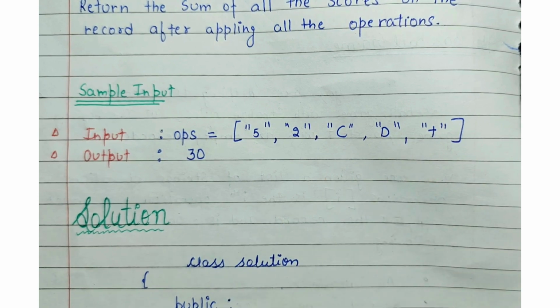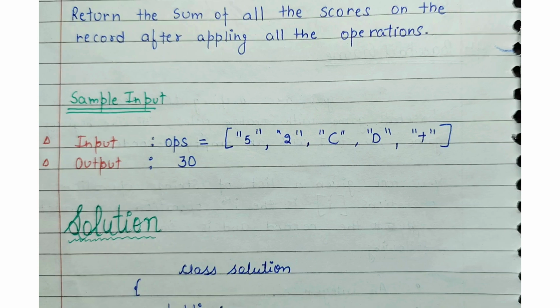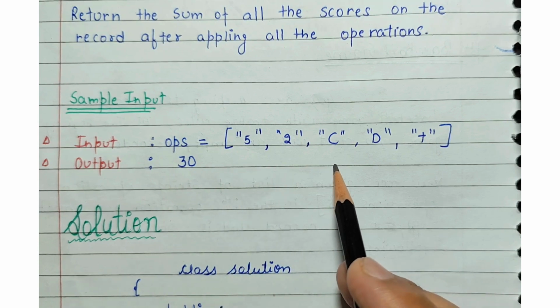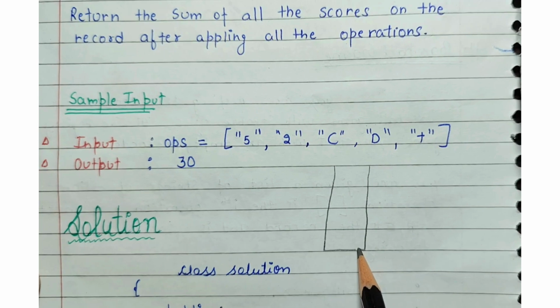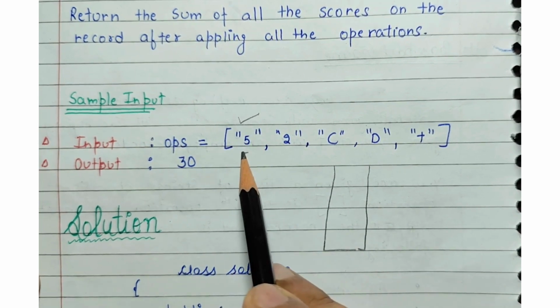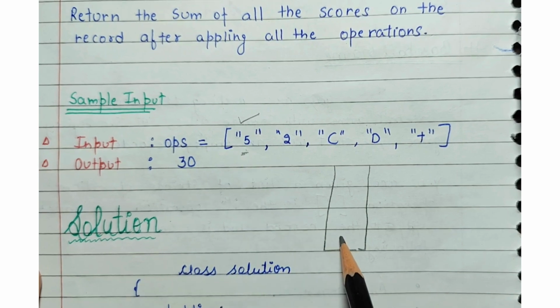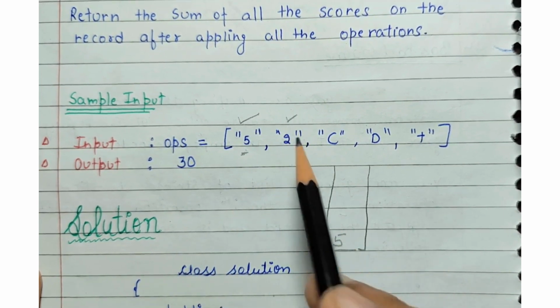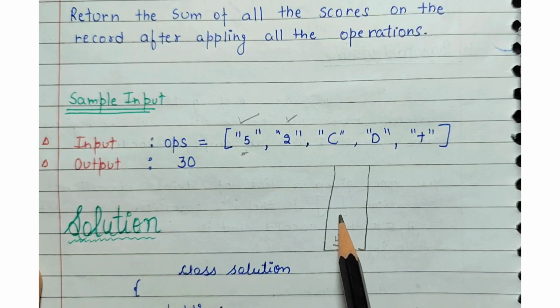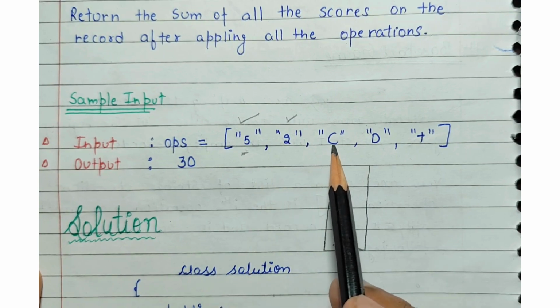Now, I hope all of you have the intuition that we can solve this problem with the help of a stack. So I just create a stack. Now if an integer comes, like the first operation in the array is the integer 5, we just push that integer into the stack. After this 2 will come, and we push the 2 into the stack according to rule number 1. After this the character C will come.